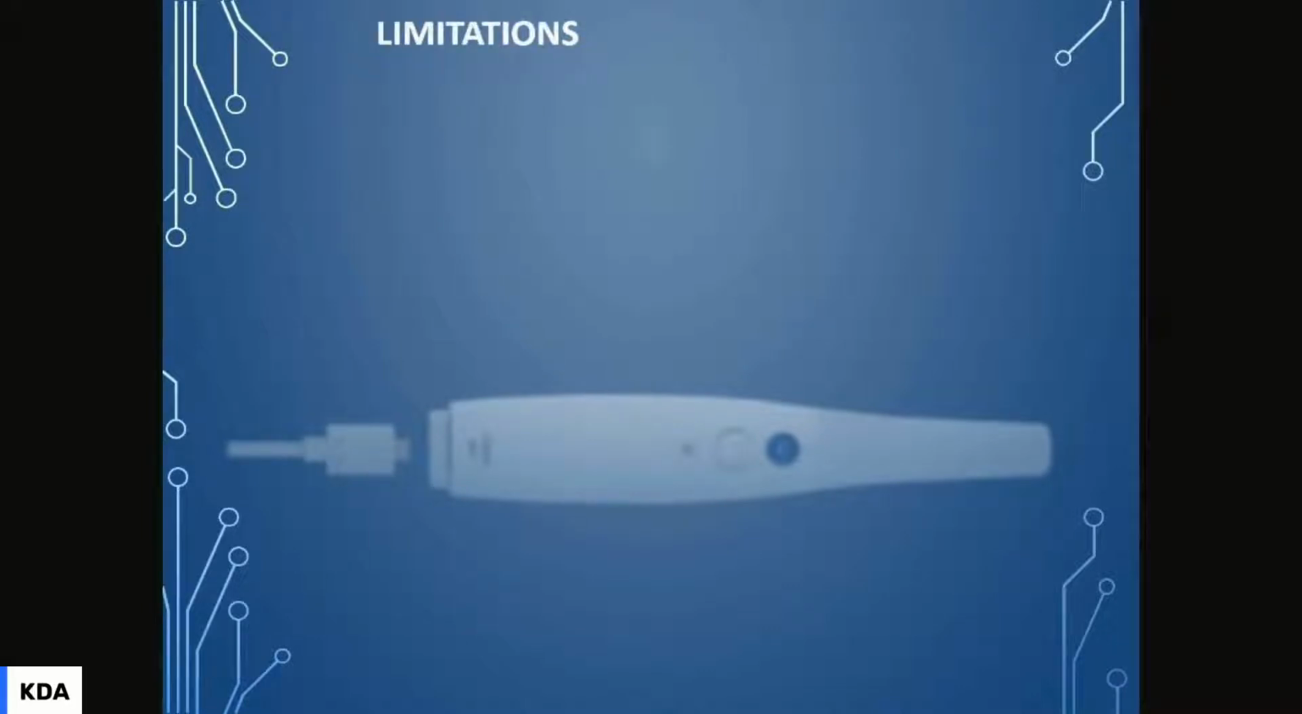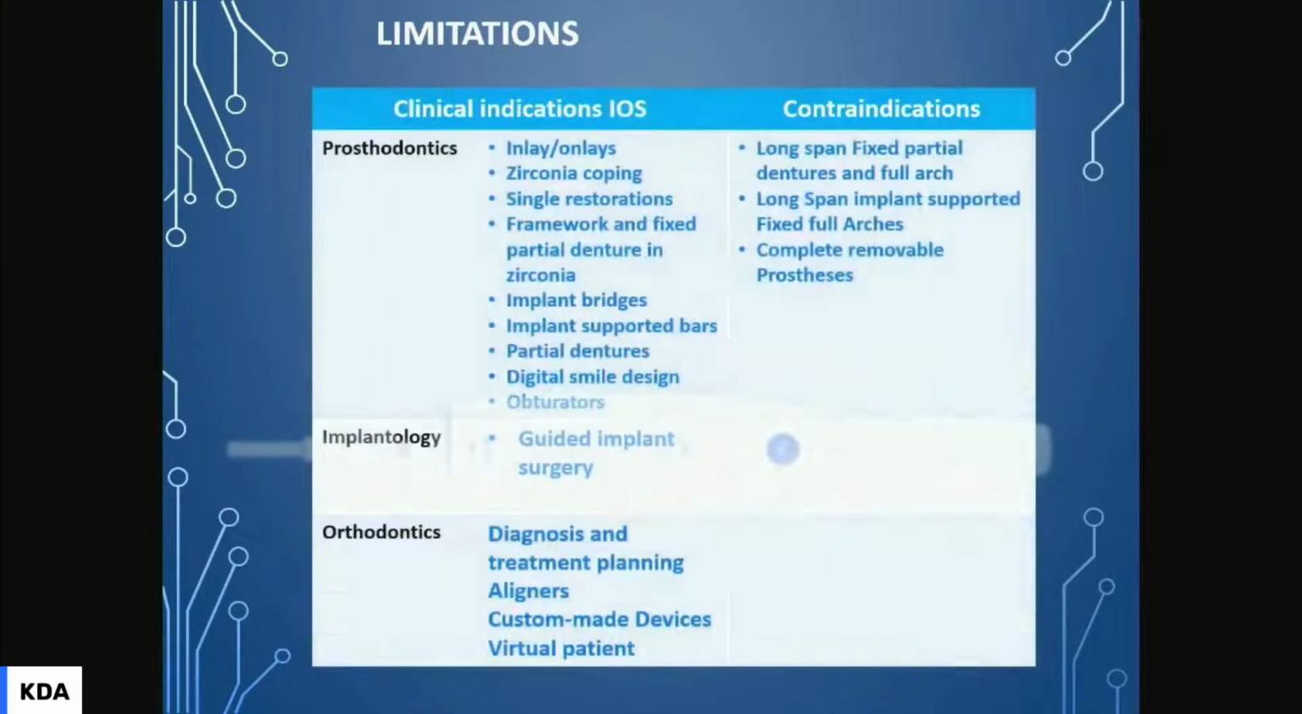So, limitations. What does the literature say? When can we use them and when can we not use them? Well, basically, we can use them for everything except long span dentures or full dentures. We can use them for everything except full arch prostheses supported by implants or complete removable prostheses. And we'll try to check if this evidence relates to reality or not.